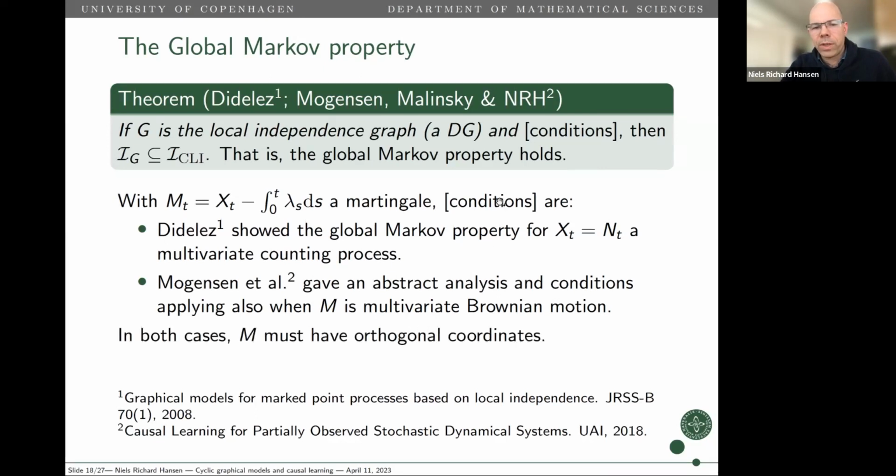But both in Vanessa's case and our case, the conditions here also include that the martingale should have orthogonal coordinates, so that's a weak version of independent coordinates. For the counting process case, this condition here just means that the different coordinates of the counting process, so the different events, they cannot happen at exactly the same time. That's the same as being orthogonal in the counting process case.